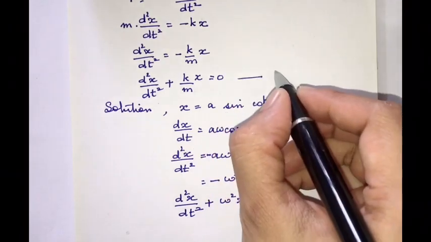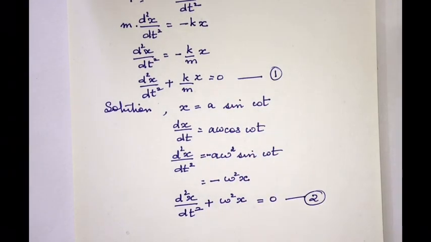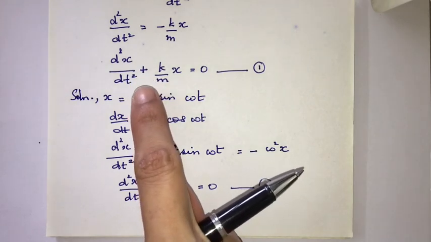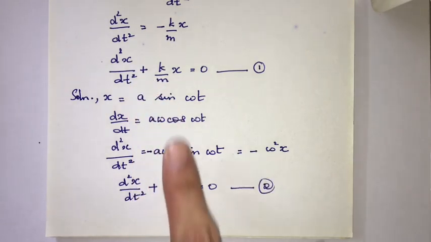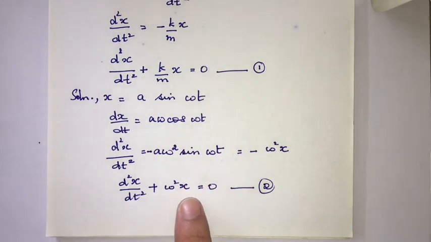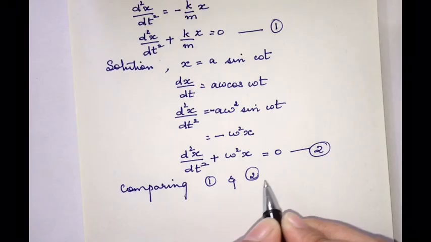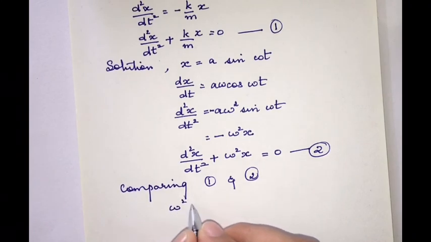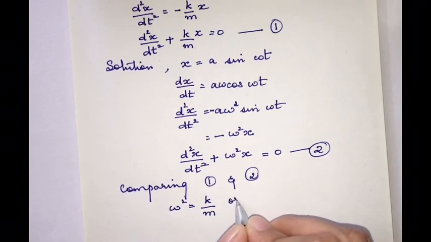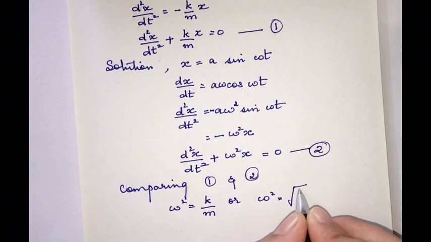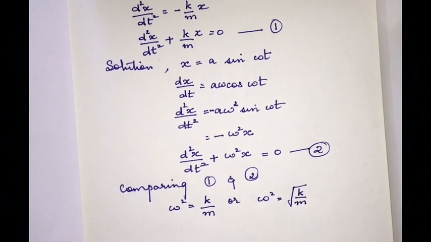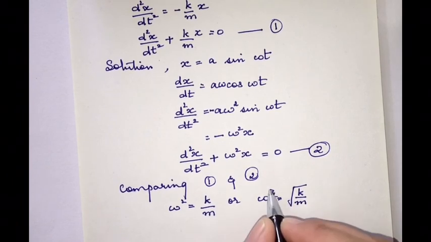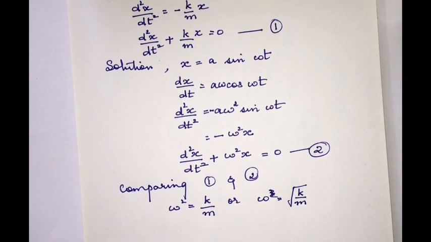Now, compare these equations. Let this be equation 1 and let this be equation 2. On comparing these two equations, you will see that d square x by dt square plus k by m into x is 0, but here it is plus omega square x is equal to 0. So, on comparison, what we observe is omega square is equal to k by m, or omega is equal to square root of k by m, where omega is the angular frequency of vibration, also called the natural frequency of vibration of the body.